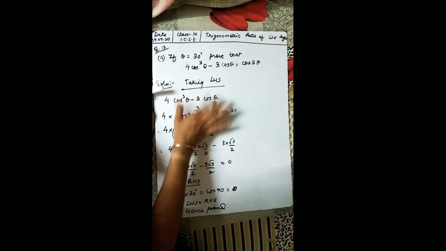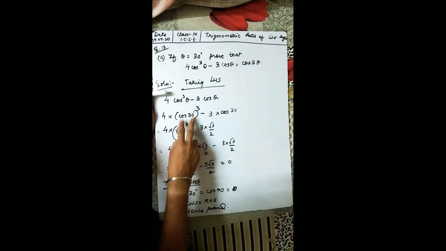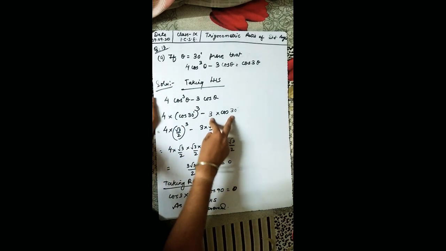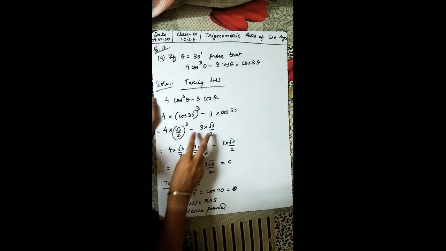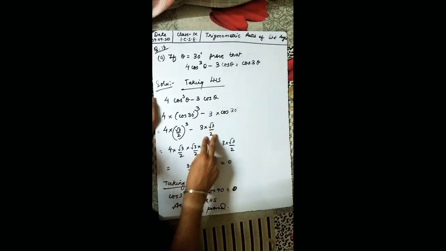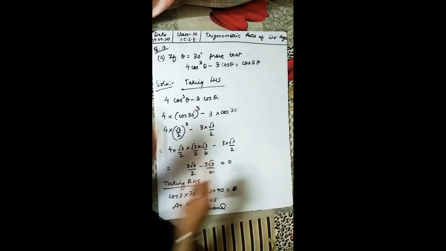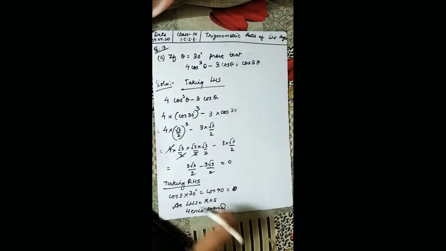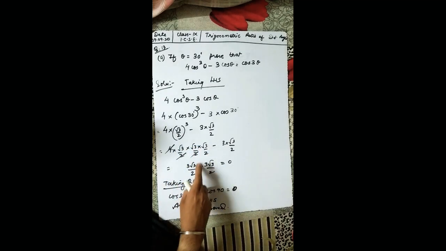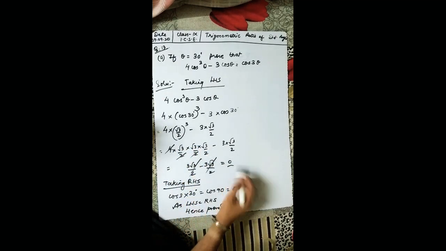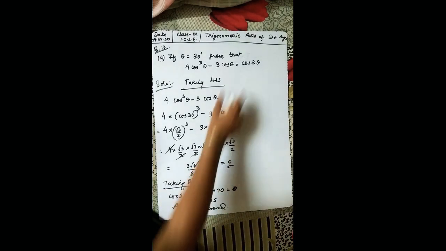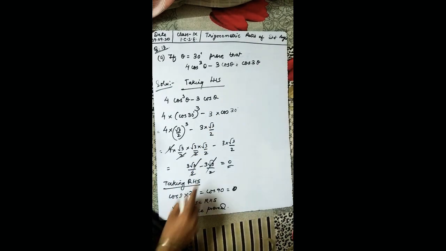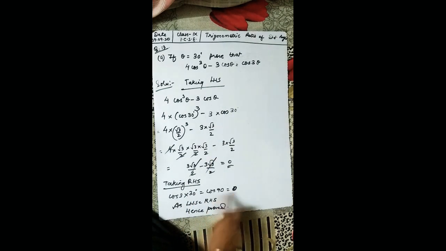Starting the question, take the LHS. In place of theta, we can put 30 degree. So it will be 4 (cos 30) whole cube minus 3 cos 30 degree. Cos 30 degree is root 3 upon 2, the whole cube, minus 3 into root 3 upon 2. This is written as root 3 by 2 into root 3 by 2 into root 3 by 2, and the 4 cancels with these 2. Root 3 into root 3 is 3, so root 3 upon 2 minus root 3 upon 2 also cancels. We got 0. Taking RHS, cos 3 theta, so 3 into 30 is cos 90, which is 0. LHS is equal to RHS, hence proved.